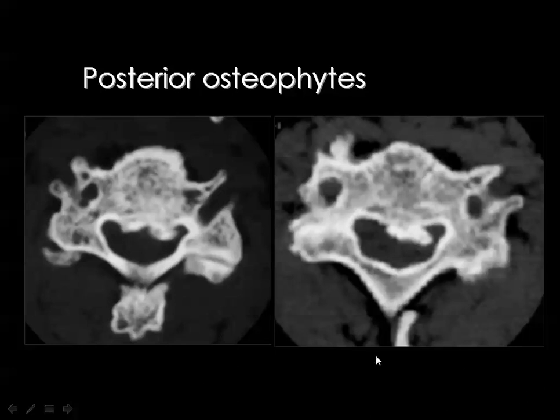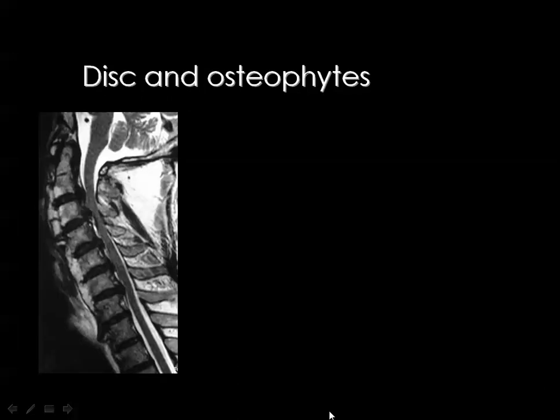And this is the CT scan of the cervical spine showing posterolateral osteophytes encroaching on the spinal canal, with the big osteophyte encroaching on the spinal canal as well.